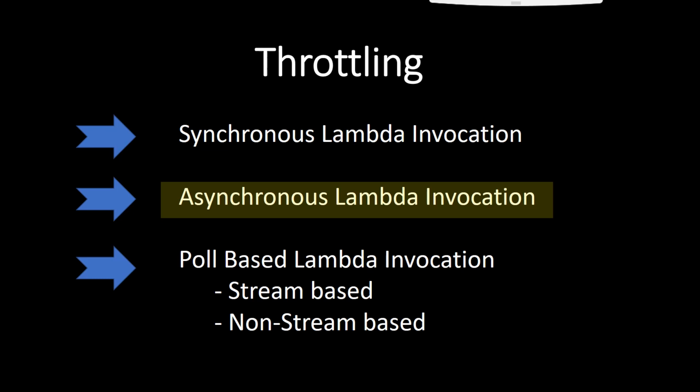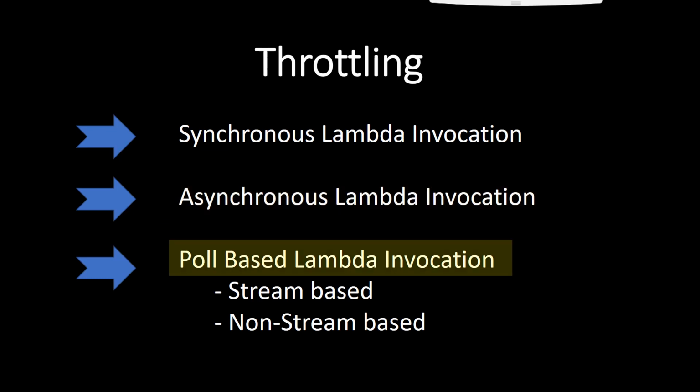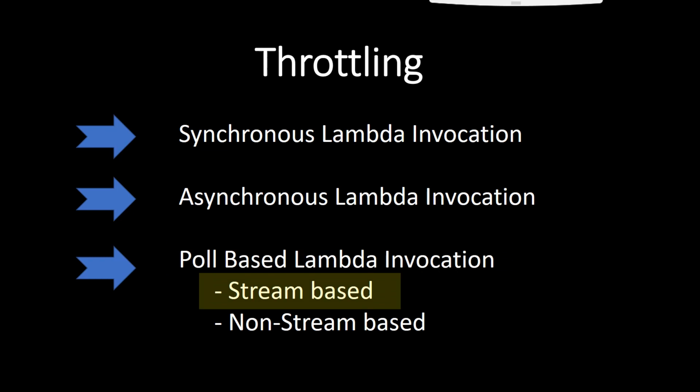The dead letter queue can be implemented using either SQS or SNS, and then you have to plan for the retry mechanism to pick up the data again from the dead letter queue and process it further. So the third type of invocation is the poll-based invocation, and in that also we have two subcategories. One is stream-based and the second one is non-stream-based.